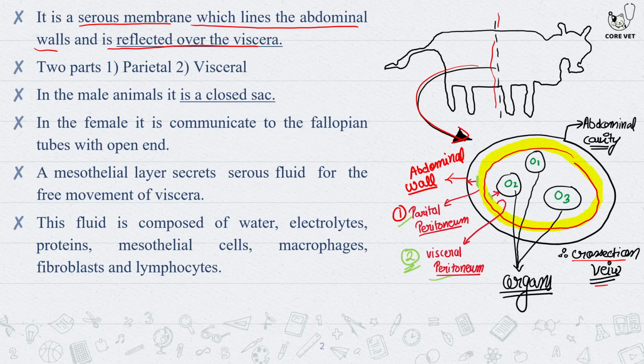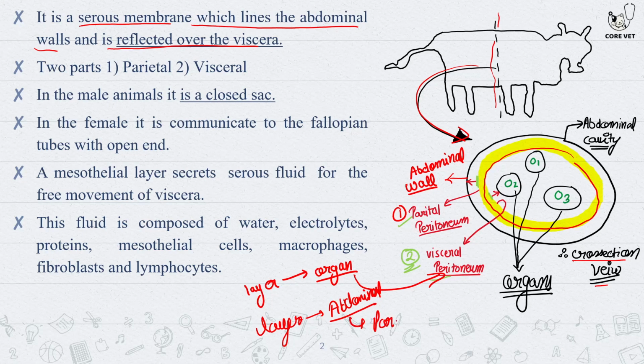The peritoneal layer which is directly in contact with the organs is the visceral peritoneum. And the layer of the peritoneum which is in contact with the abdominal wall is the parietal. I hope this is clear to you, that there are two parts: the parietal and the visceral. The parietal is facing the abdominal wall and the visceral is facing the viscera. Viscera are the organs.